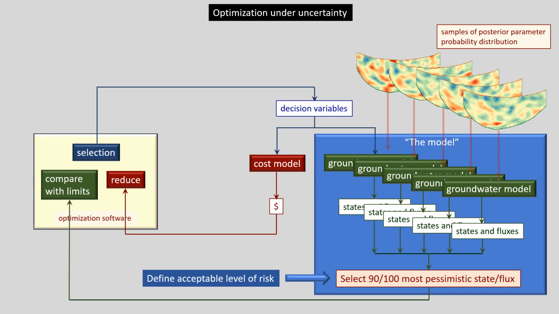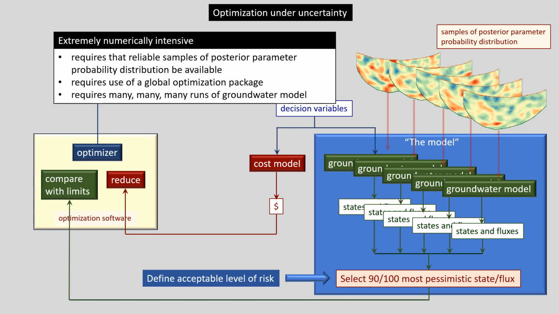Have I sampled the posterior probability distribution properly? Do the samples give an illusion that the uncertainties are too wide or not wide enough? We can never be sure of that, so regardless of how we do it, obtaining these samples of the posterior probability distribution of parameters is another numerically intensive task that precedes the optimization under uncertainty task with which we are now confronted. Put it all together and we've got a very large numerical burden.